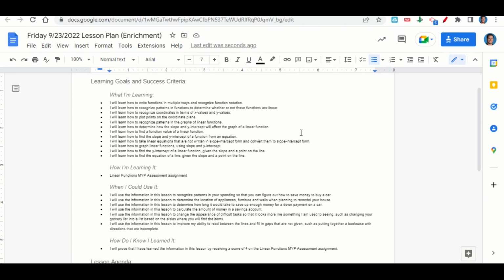of money in a savings account, to change the appearance of difficult tasks so that it looks more like something you're used to, such as changing your grocery list into a list based on the aisles where you will find the items, and to read between the lines and fill in gaps that are not given, such as putting together a bookcase with directions that are incomplete.